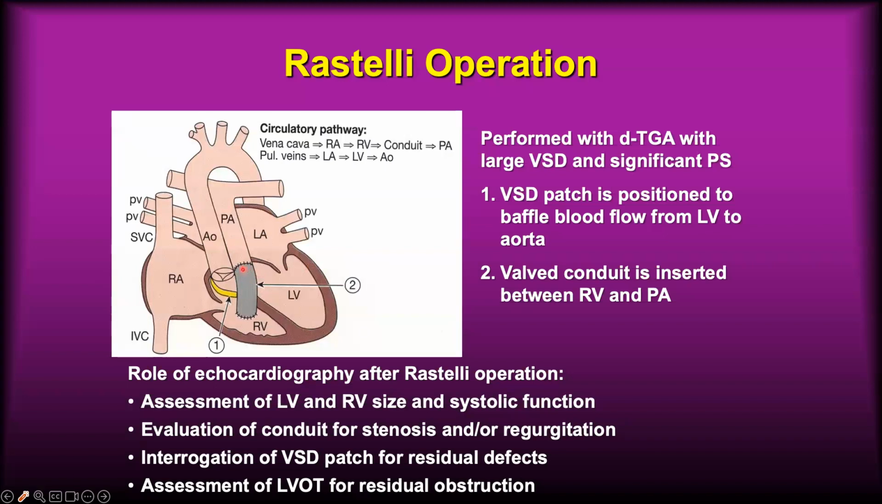Because you've got this VSD present, and normally in transposition of the great arteries you don't necessarily have a VSD, although it's frequently present, when you do have it, it's easier to just direct the blood through the VSD from the left ventricle to the aorta. So they did that by putting in this VSD patch, directing the blood in a way that still allows it to go through, but toward the aorta. And then they're fixing the pulmonic stenosis here with this conduit right there.